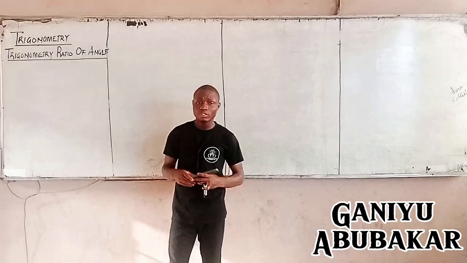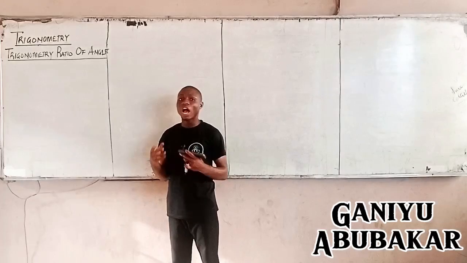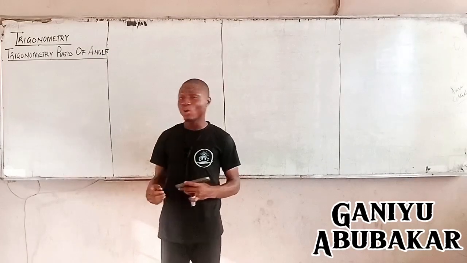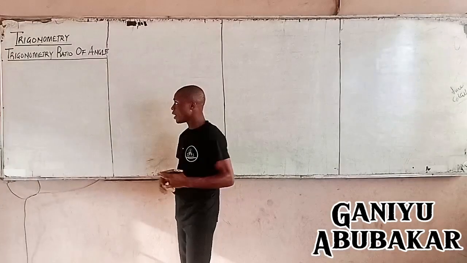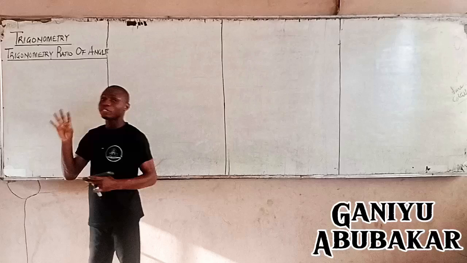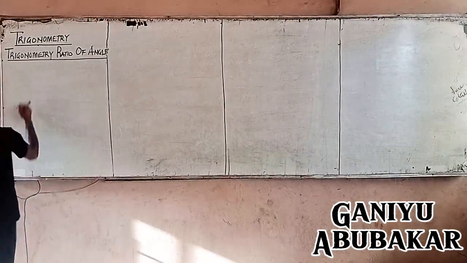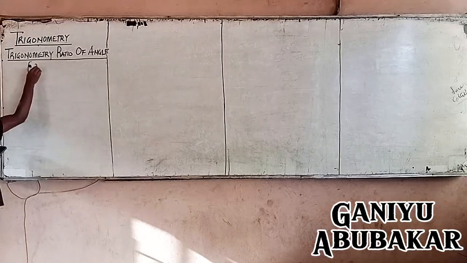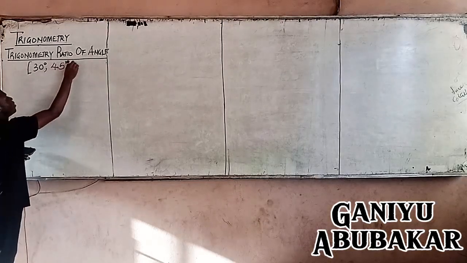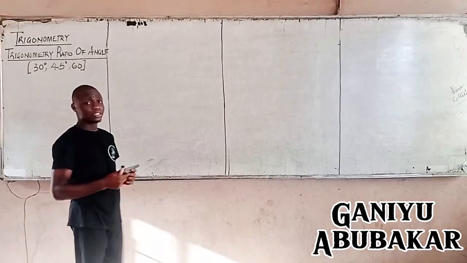For this trigonometry class, we're trying to consider the concept of trigonometric ratios of angles. Let's discuss the concept behind trigonometric ratios of angles. When it comes to the study of trigonometric ratios of angles, there are three special angles you need to know: 30 degrees, 45 degrees, and 60 degrees. These three angles are called the special angles.